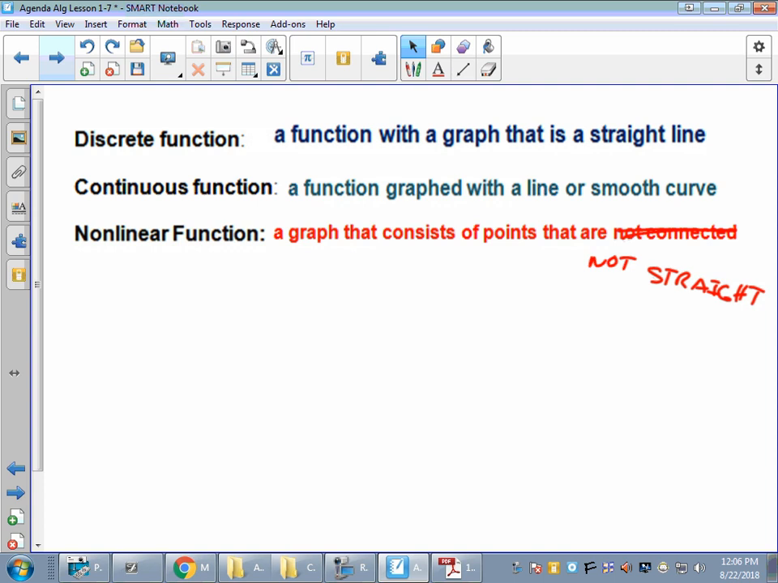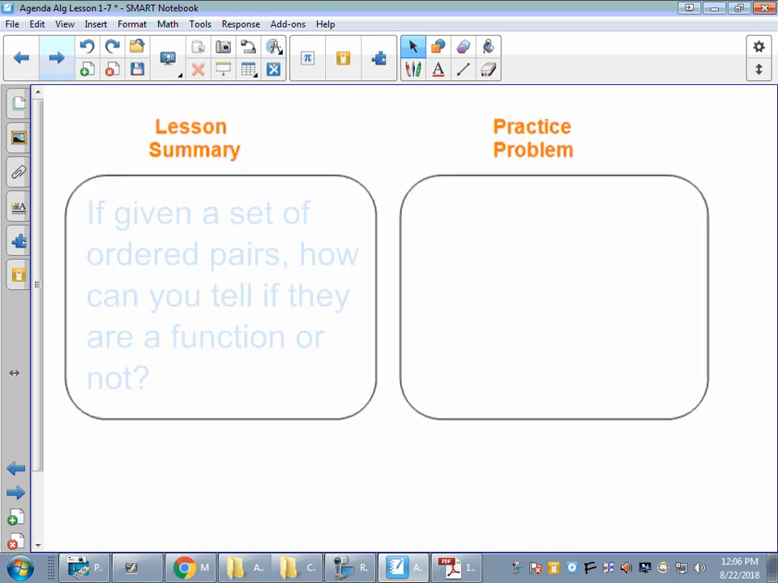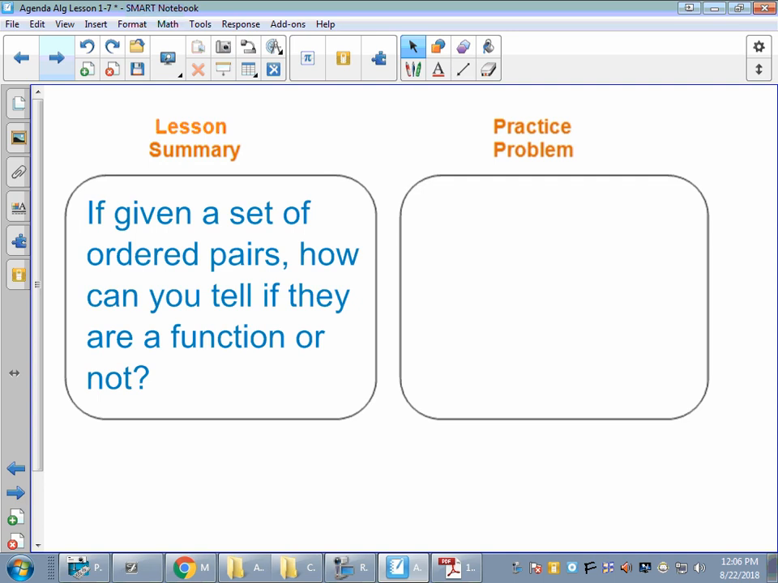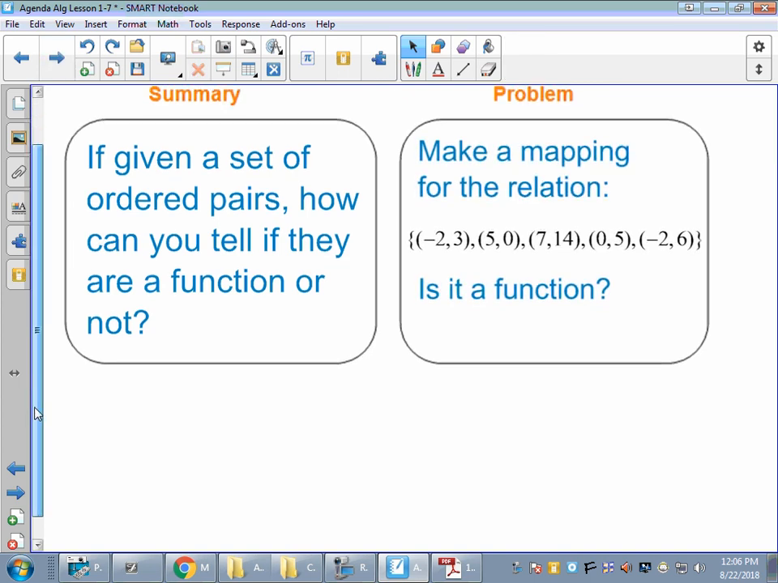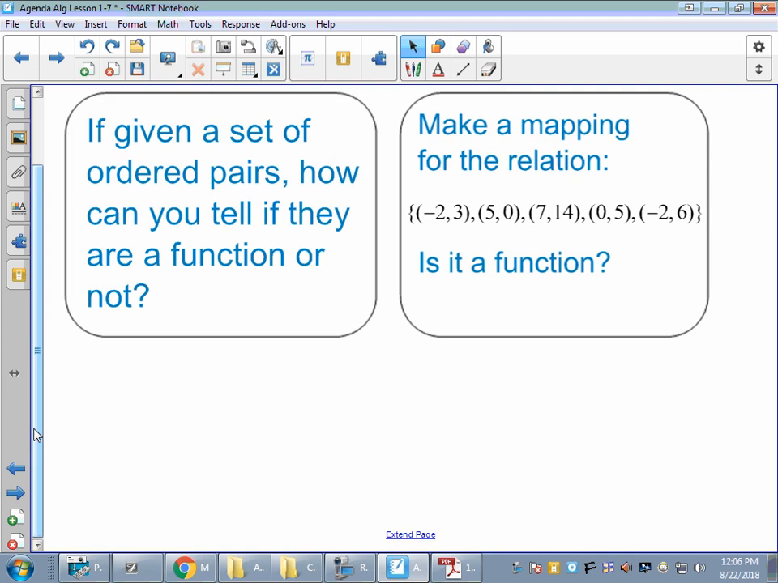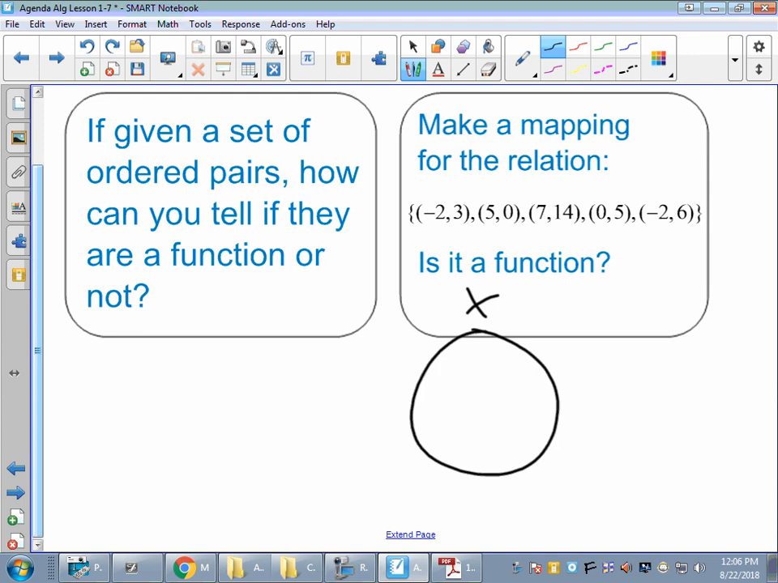And again, don't worry too much about those, just some terms we'd like to know. Our lesson summary here, if given a set of ordered pairs, how can you tell if they are a function or not? Should be able to answer that question. And then the practice problem here, make a mapping for the relation with those points. Is it a function? So what we're going to do here is you're actually going to make a map like we did in our last lesson. We got x values here and y values here. And remember, we should try to have numbers mapped across.